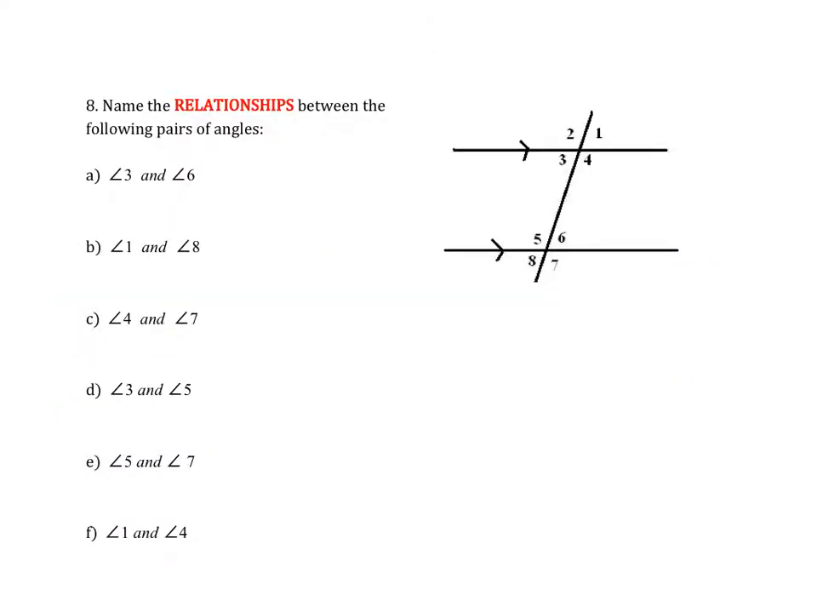So now we're going to practice naming the different relationships that we talked about earlier by looking at the different pairs. So let's start with angle 3 and angle 6. You can see that they're both inside the parallel lines but on opposite sides of your transversal. So these are going to be alternate interior angles.